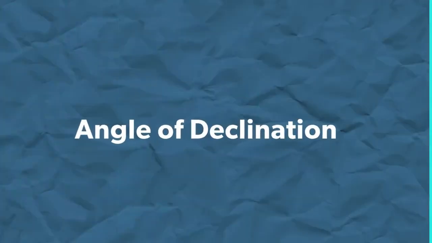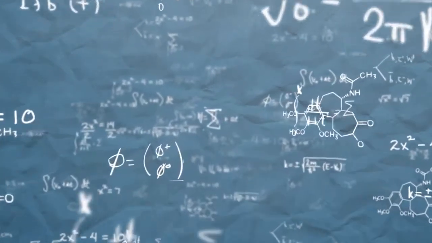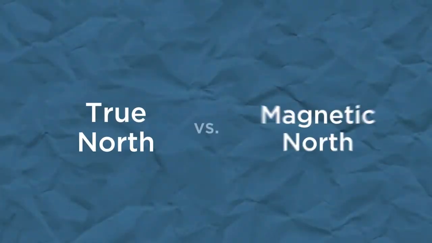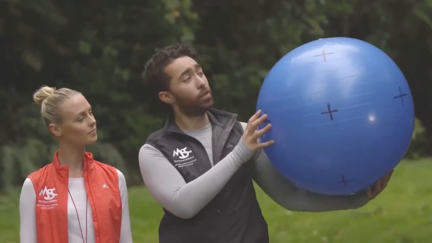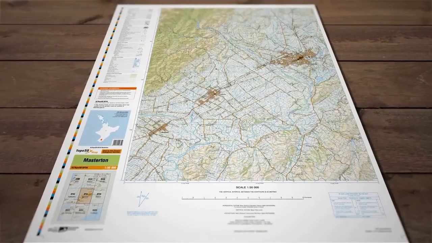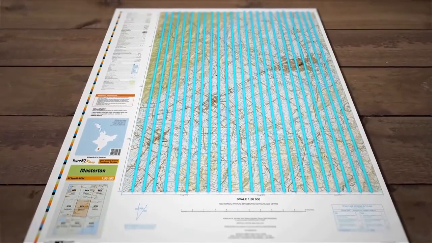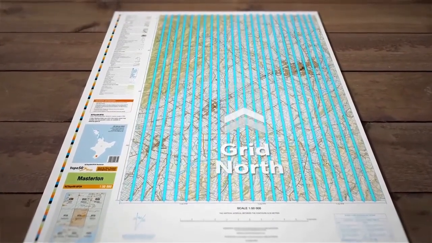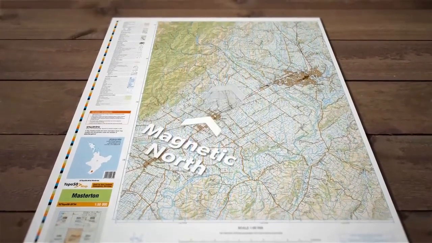Now the angle of declination might sound complicated, but it's actually quite simple. It's all to do with the difference between true north and magnetic north. If this ball is Earth, then true north is the direct line from where you are to the top of the Earth, aka the North Pole. This line is represented on the topo map by north-south grid lines and is referred to on the map as grid north. However, the needle on our compass points to magnetic north, which isn't actually the North Pole.